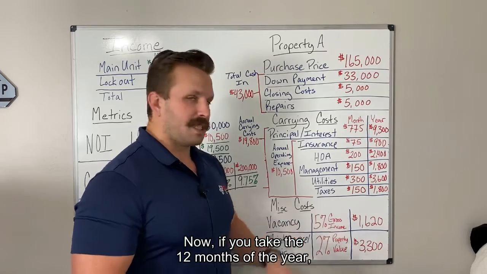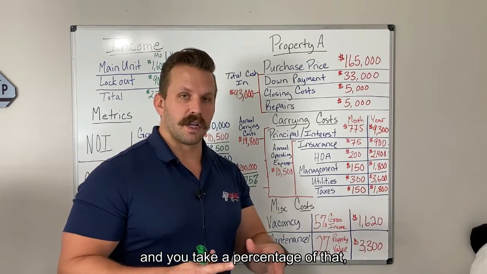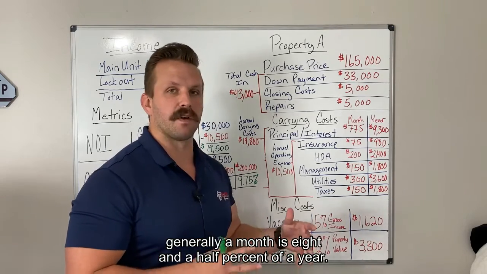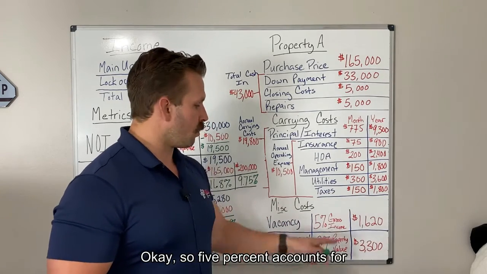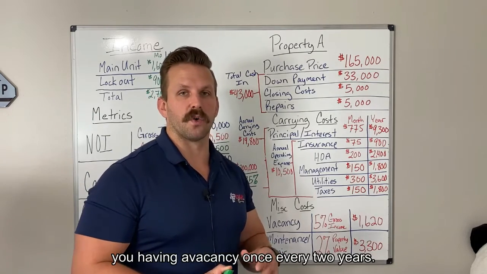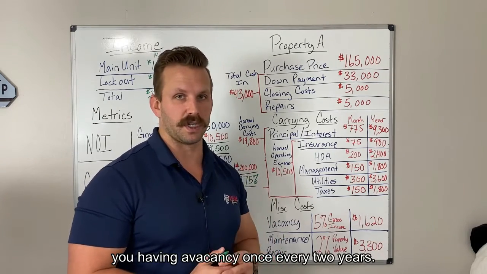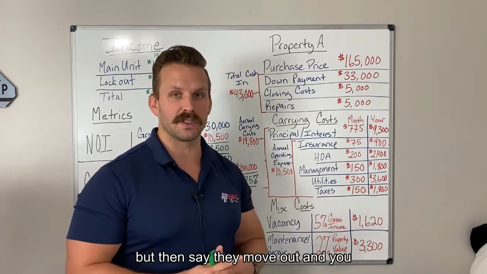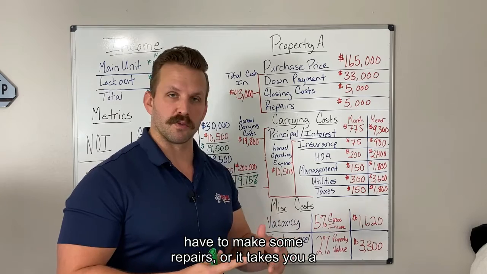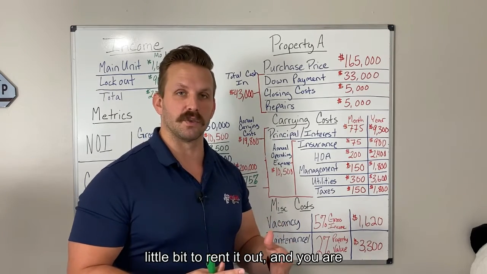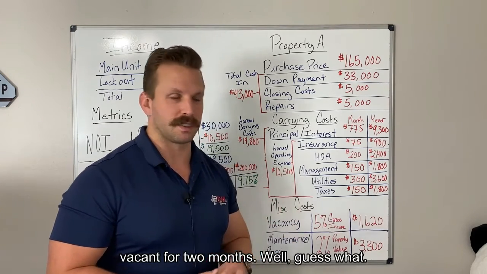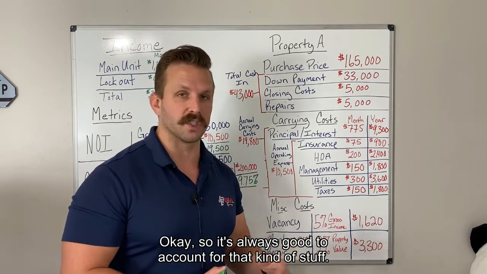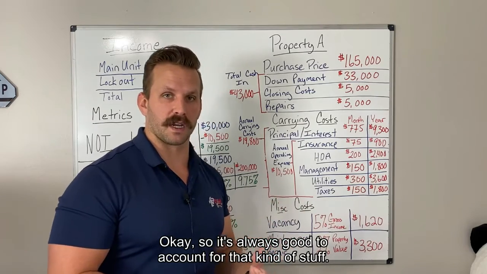Now, if you take the 12 months of the year and you take a percentage of that, generally a month is 8.5% of a year. So 5% accounts for you having a vacancy once every 2 years. Maybe you have the dream tenant and they stay there for 5, 6, even 7 years, but then say they move out and you have to make some repairs, or it just takes you a little bit to rent it out and you are vacant for 2 months. Well, if you take the average of that, that still puts you at 5% vacancy. So it's always good to account for that kind of stuff.